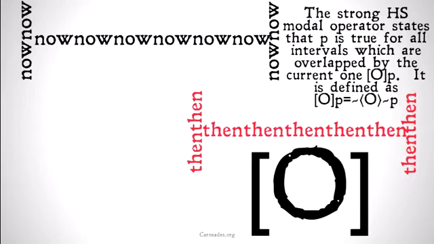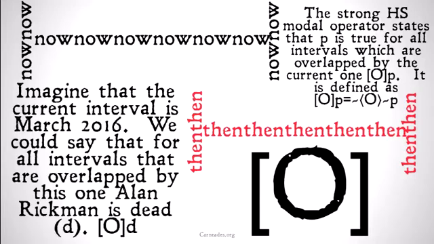The strong HS modal operator states that P is true for all intervals which are overlapped by the current one. It can be defined, once again, as with all of the strong modal operators, as putting the negations on either side of the weak operator. Imagine that the current interval is March 2016. We could say that for all intervals that are overlapped by this one, Alan Rickman is dead. Because Alan Rickman died before this interval, in no interval which is overlapped by this one will it be true that Alan Rickman is alive. Hopefully that makes sense. And hopefully we don't have to kill any more celebrities to make the rest of these make sense.